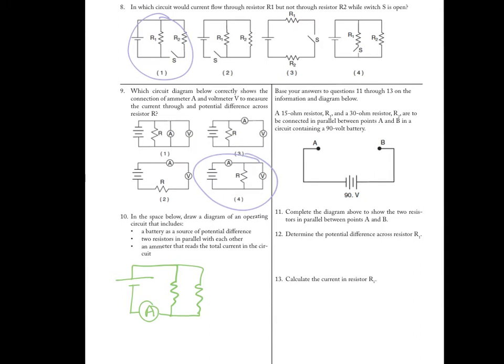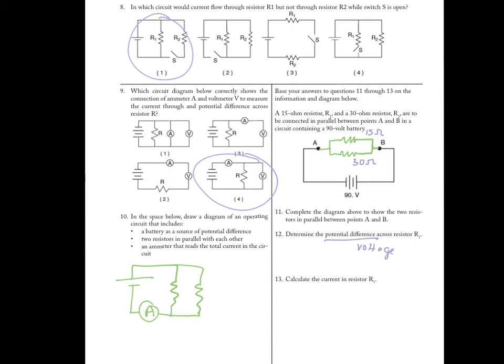Alright, number 11. Complete the diagram above to show the two resistors in parallel between points A and B. So parallel has to look like this. We got to create two parallel branches between them. Okay, let's label them. One of them is 15, the other one is 30, and we have a 90 volt battery.